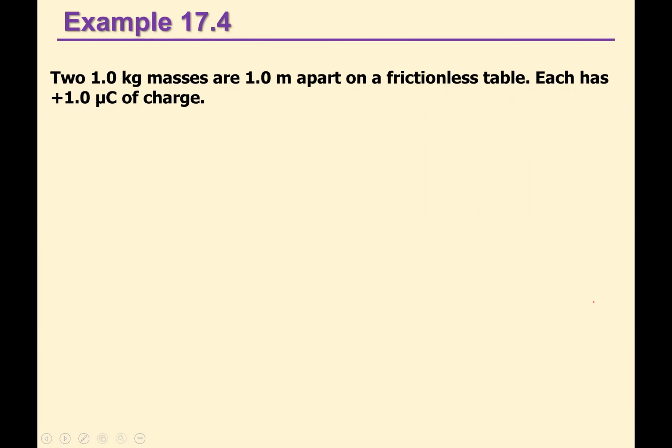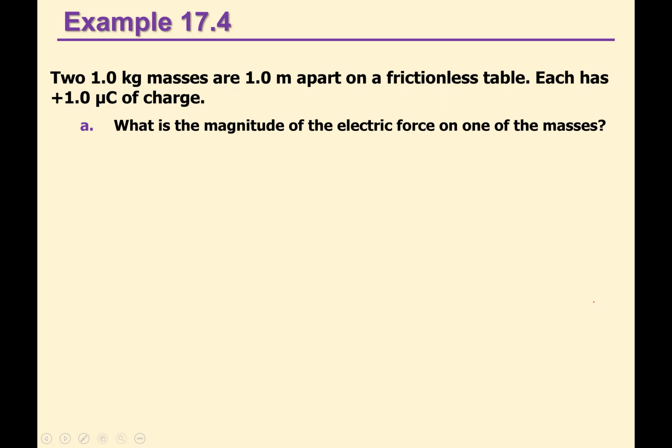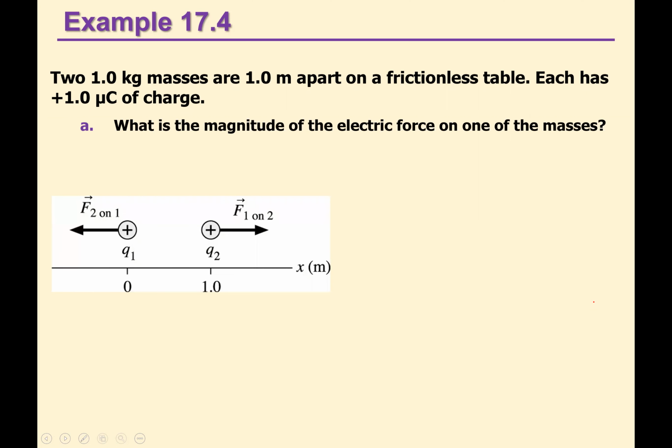Here's another example. You have two 1 kilogram masses 1 meter apart on a frictionless table. Each has 1 microcoulomb of charge. So what is the magnitude of the electric force on one of the masses? Well, here's the picture of that. Because they are 1 meter apart, I can take charge Q1 and put it at the origin, and Q2 just 1 meter apart from that. Because they're both positive, they're going to repel each other, so there's a repulsive force between them.